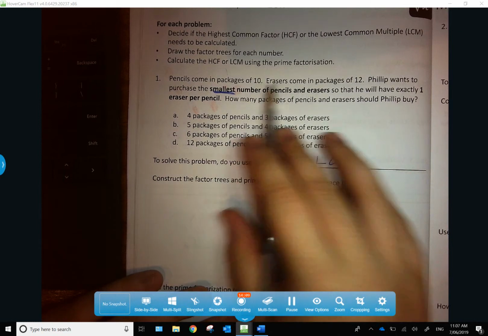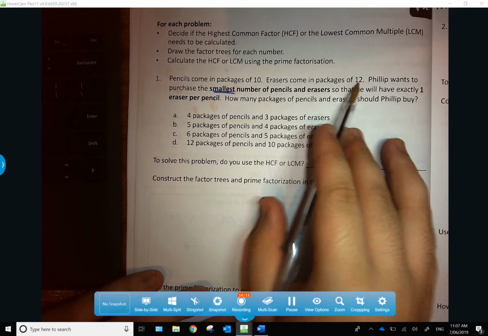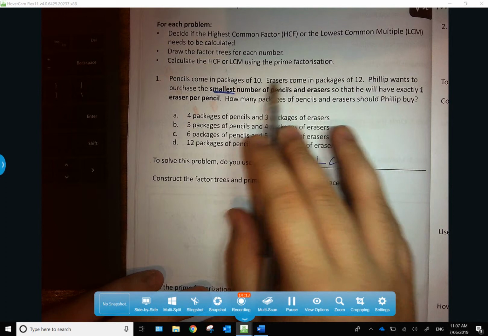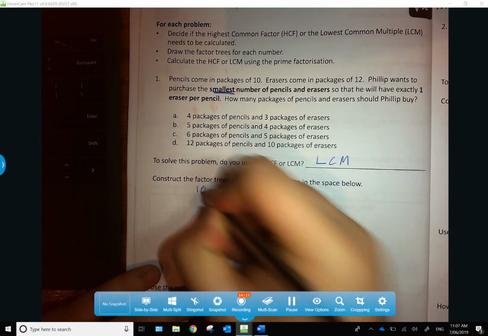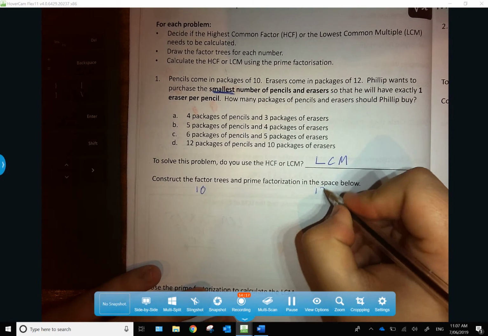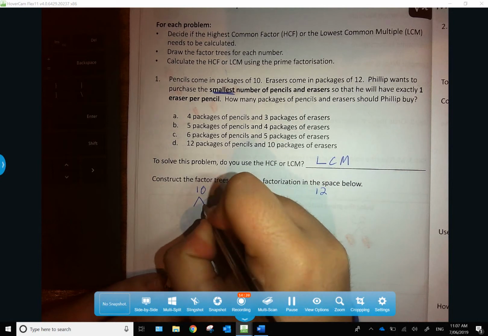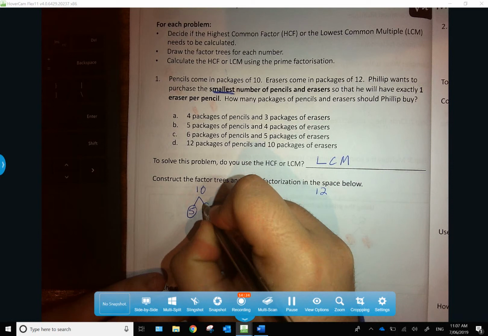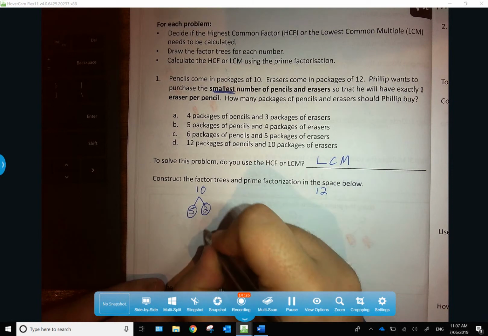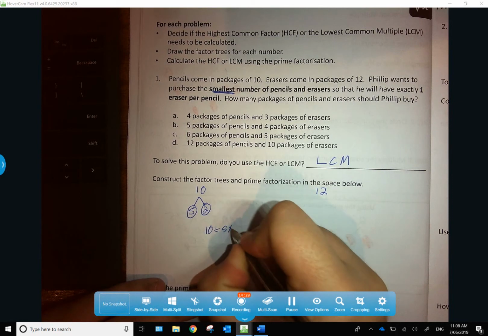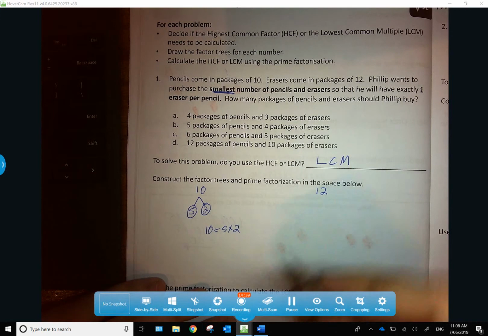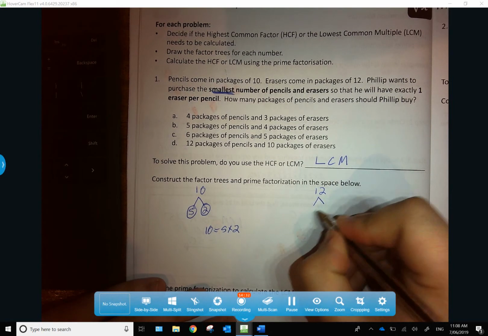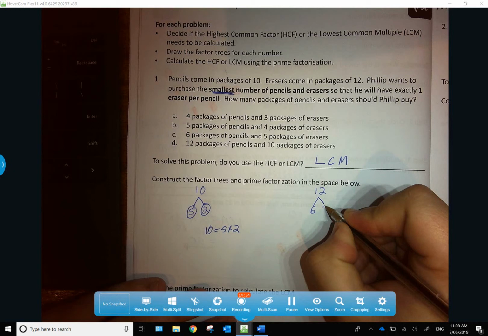Now I need to make 2 factor trees here. What numbers am I going to use? I'm probably going to need a factor tree for 10 and 12. 10 is the same as 5, which is a prime number, times 2, which is also a prime number. So 10 equals 5 times 2.